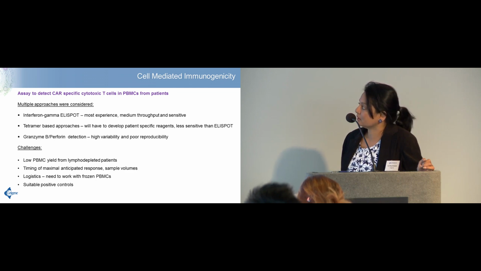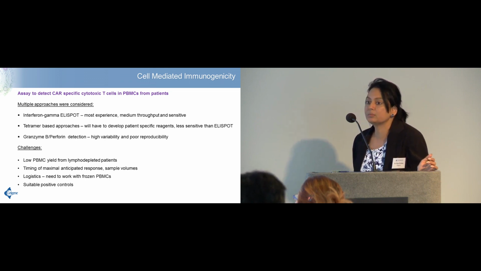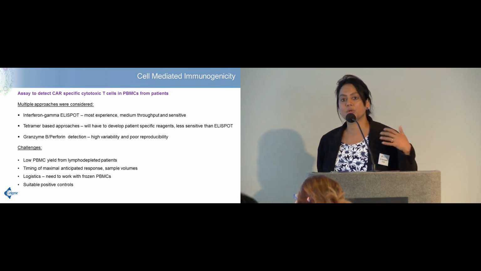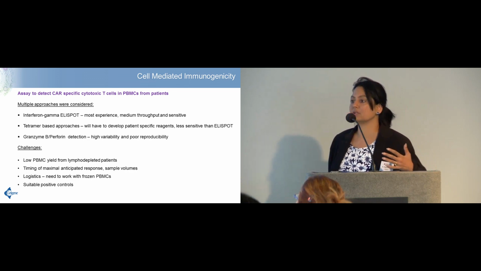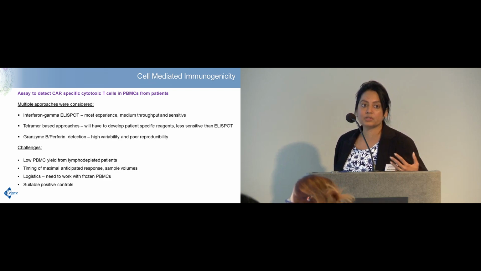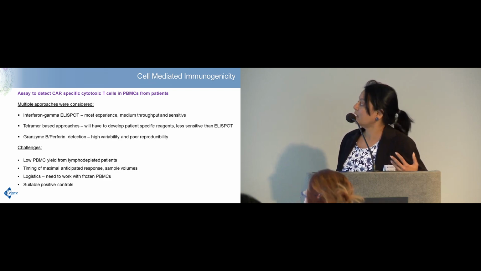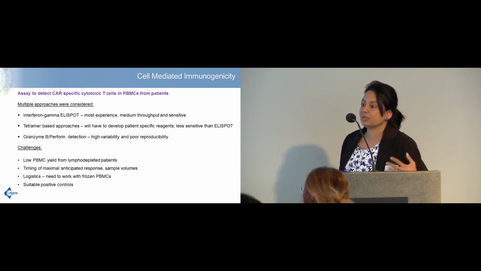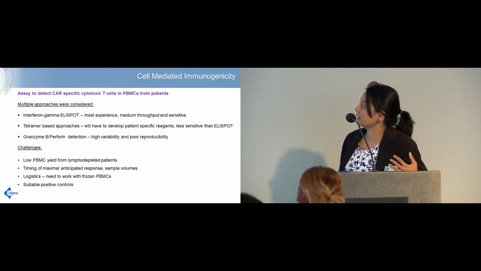We considered an interferon gamma ELISpot. We thought we had the most experience with that, and it was a medium throughput and a sensitive assay. We also considered tetramer-based approaches and decided it was not practical because we wanted to deploy this assay for clinical trial samples across multiple clinical trials. We were going to have all sorts of patients with HLA background, and we did not want patient-specific reagents or the HLA restriction to be a constraint.